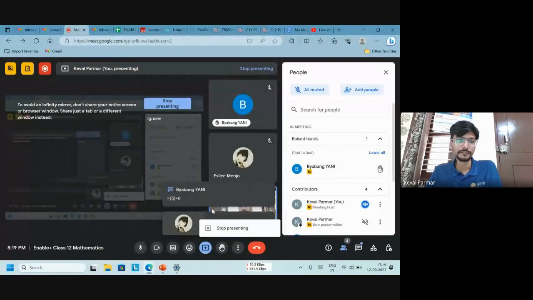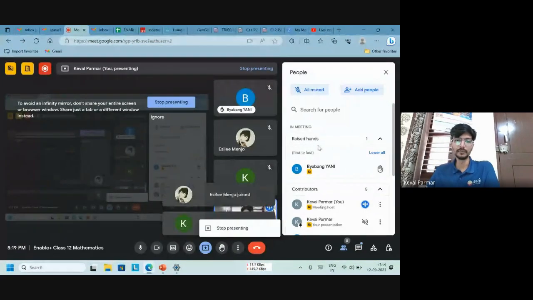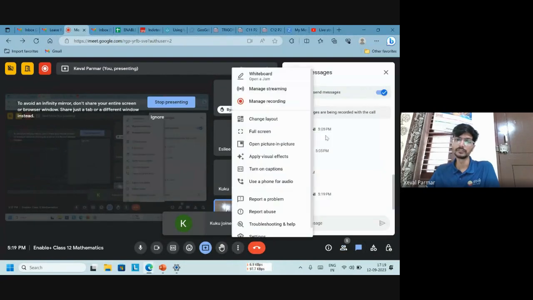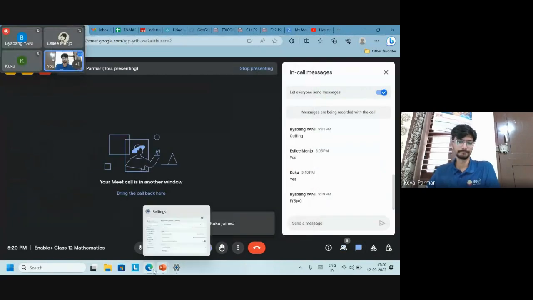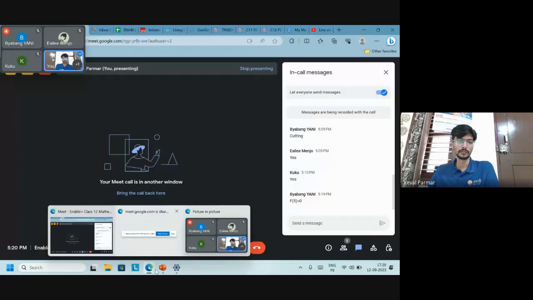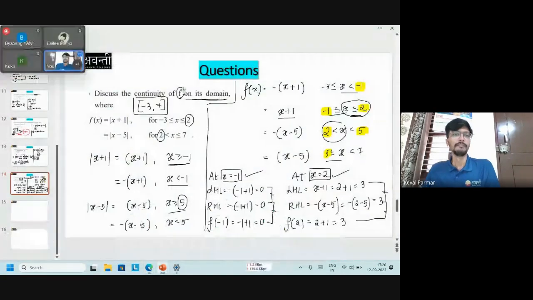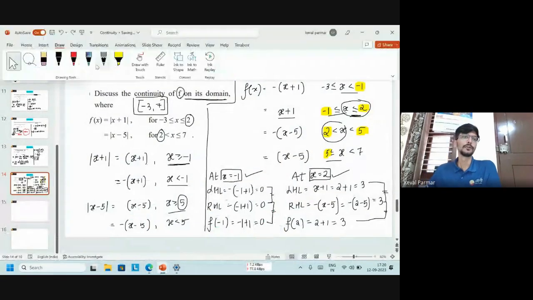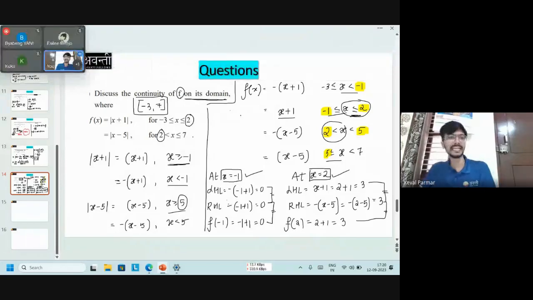F of 5 equals 0. Superb. F of 5 is equal to 0. Very good. So, you got an answer. That means the function is continuous.